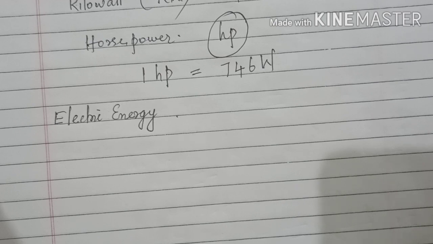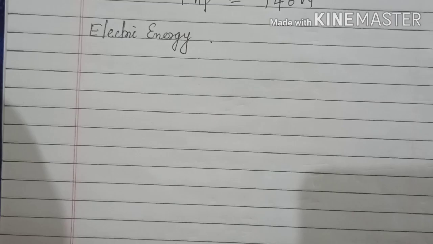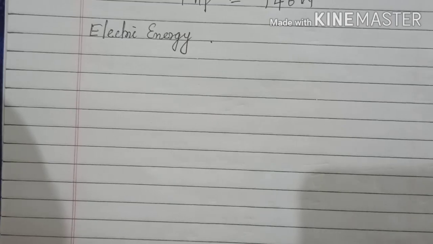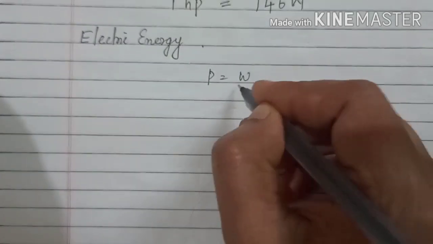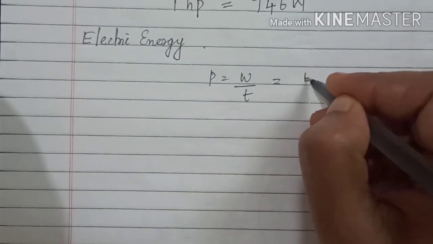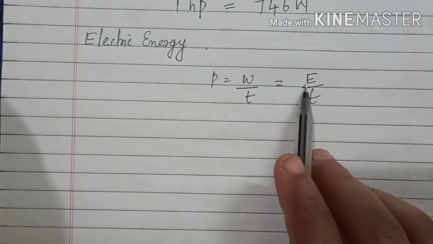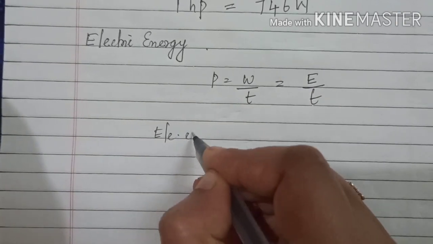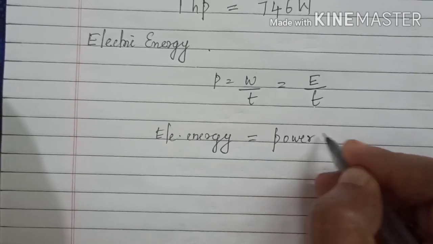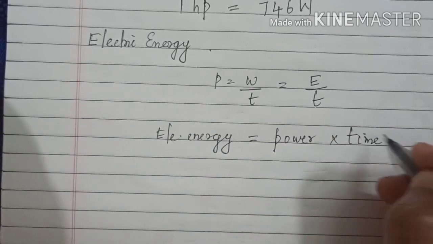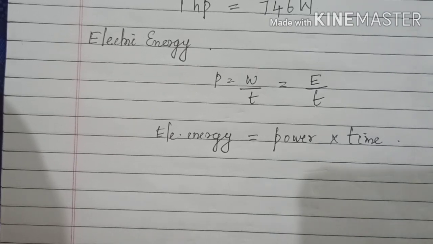So electric energy can be equated to work done. In the equation, instead of W I can put E. So power is equal to W by T, or I can write E by T. The expression for electrical energy in terms of power is electrical energy equal to power into time. Understand? These are all important equations as numericals are coming from this section. So electrical energy is equal to power into time.